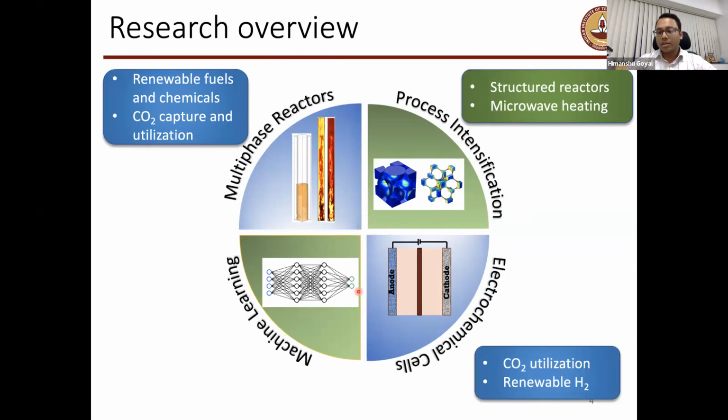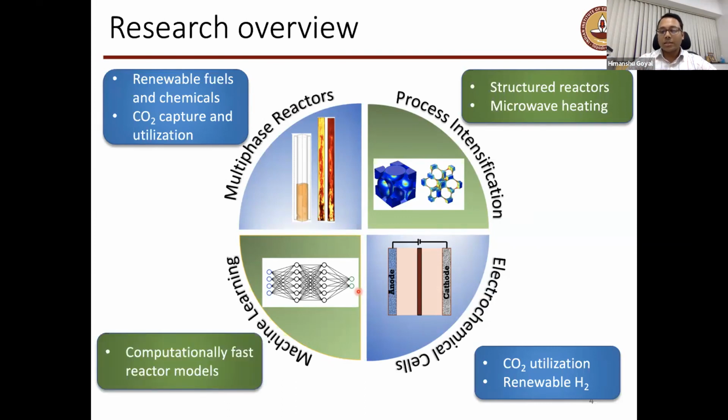The third one is a very new area for us. It's using electrochemical cells for utilization of CO2 as well as producing hydrogen from electrolyzers. And in the end, we also apply new data science and machine learning techniques in all the models and computations we perform, to make them computationally faster.